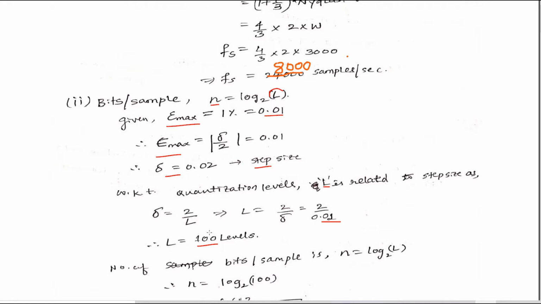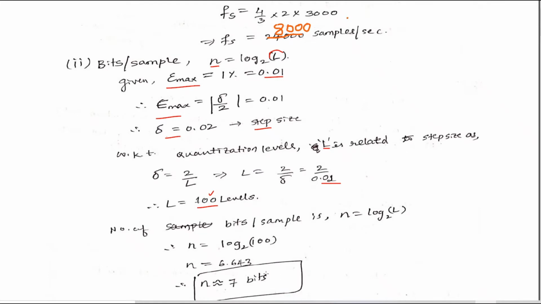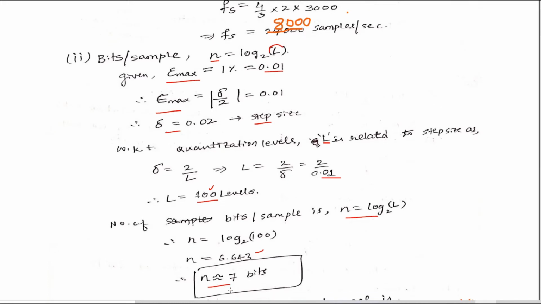To represent these 100 voltage levels, how many bits are required? For that, as I have already said, this is the equation. Using this equation, we get n equal to 6.643. So we have to approximate this value to the next integer, so n will be 7 bits. Each voltage level in this particular quantizer is now represented by 7 bits, which is the pulse code modulated signal.